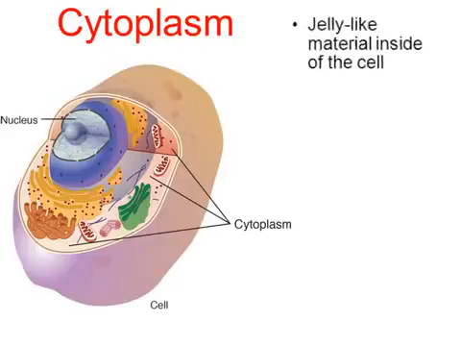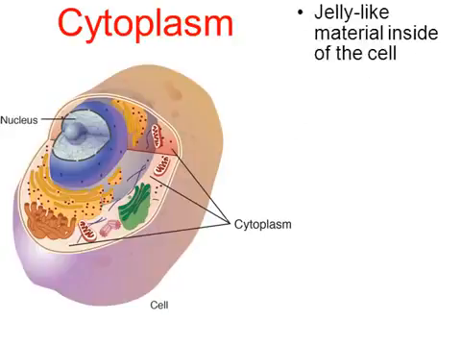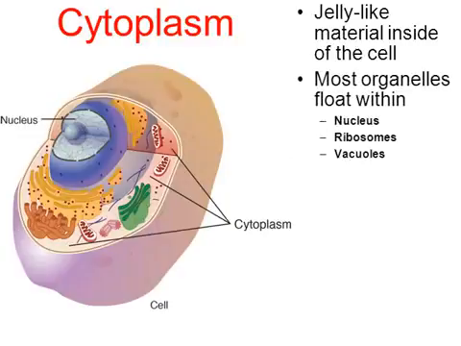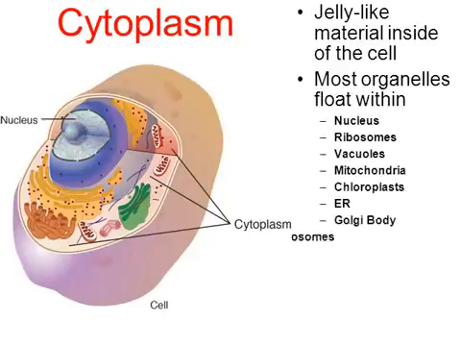So the cytoplasm, the first thing I want to mention is that it's the jelly-like material on the inside of a cell. When you look at diagrams, sometimes a cell might look like it's empty or filled with hollow air space, and that's not true. Cells are filled with a jelly-like liquidy material called the cytoplasm, and in that cytoplasm most organelles float within. Here's a list of a few of the organelles that are floating around in the cytoplasm. We're going to talk about all of these throughout this video. We'll talk about what the mitochondria is, what lysosomes are.